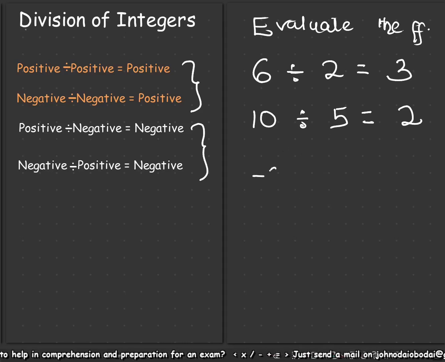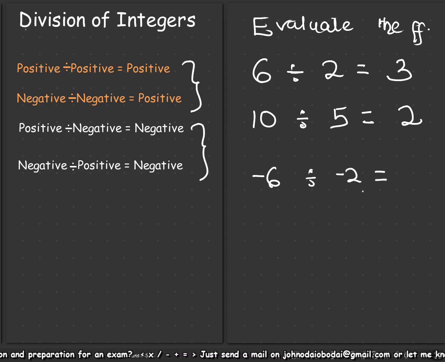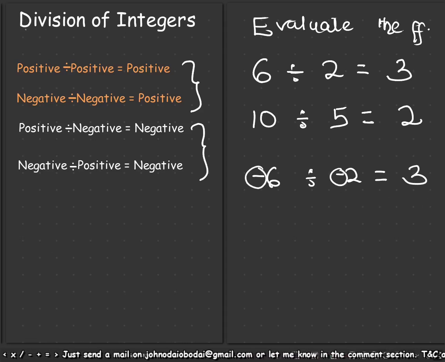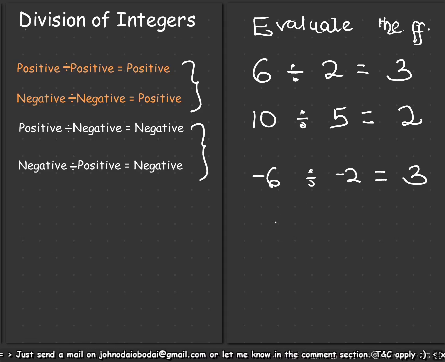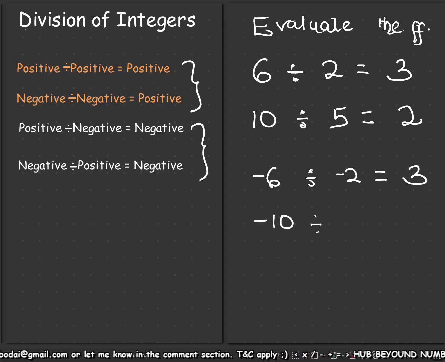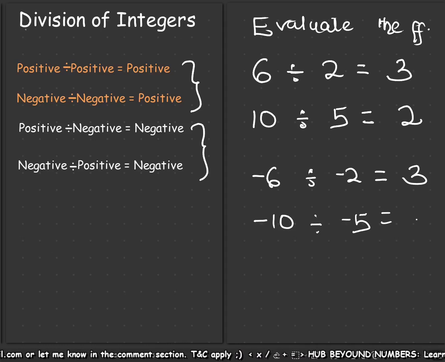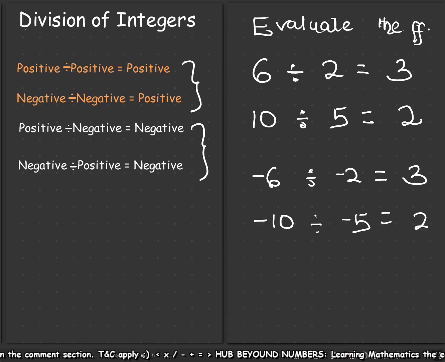Now let's take this. So -6 divided by -2. -6 divided by -2 gives us a 3 because they are of the same signs. And if they are of the same sign, they'll give us what? Positive. Secondly, -10 dividing what? -5 also gives us a 2. Why? Because they are of the same signs. You see? Now let's look at the next set.